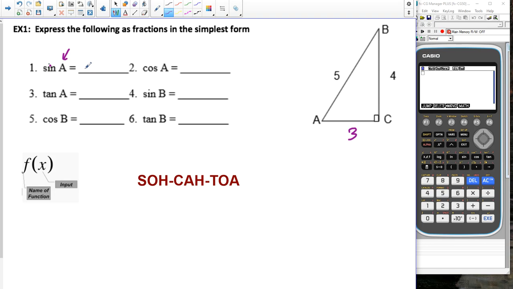So what we're going to do is we're going to look at angle A, that's my reference angle, and do opposite over hypotenuse, 4 over 5.